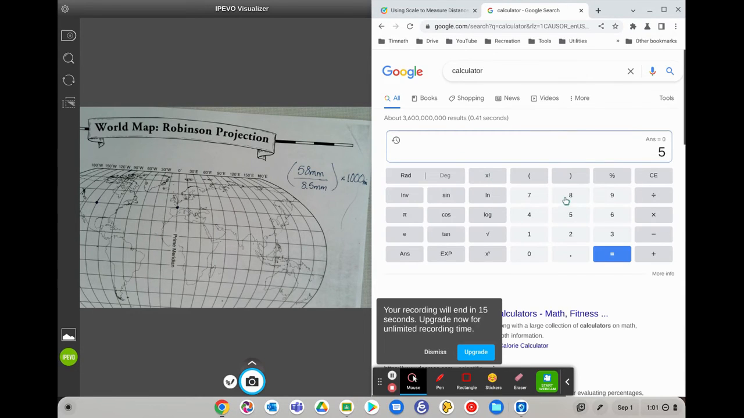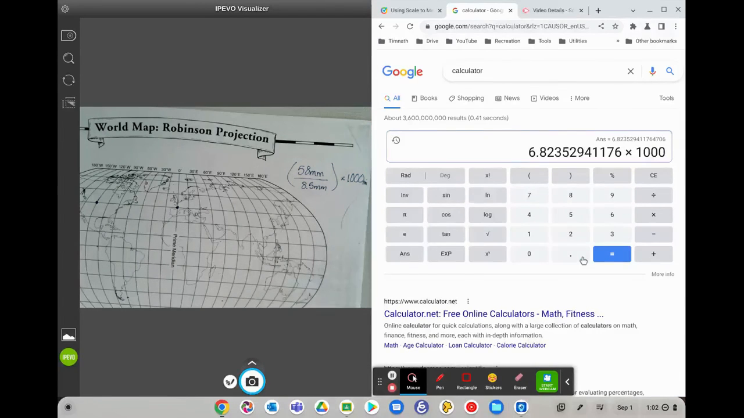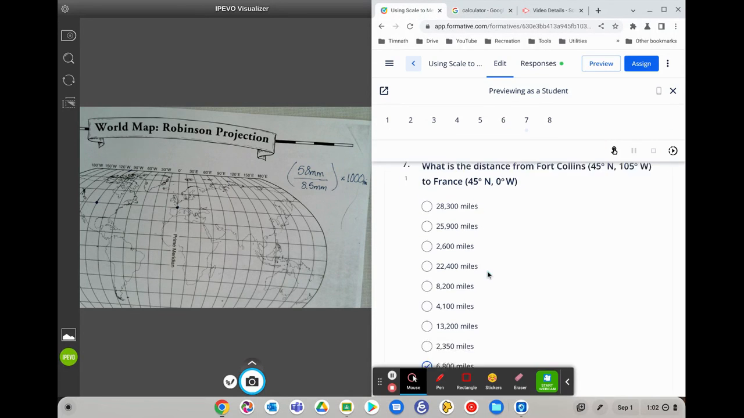We'll take 58, the distance we measured, divided by 8.5, the distance on our scale. We get 6.823, and we multiply that by 1,000. We get 6,823 miles. If we round that, you would get 6,800. And sure enough, one of our answers is 6,800 miles.